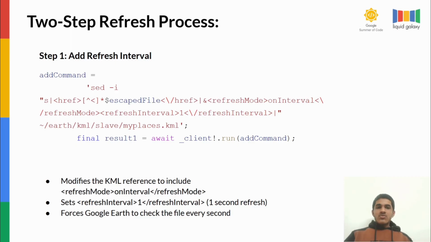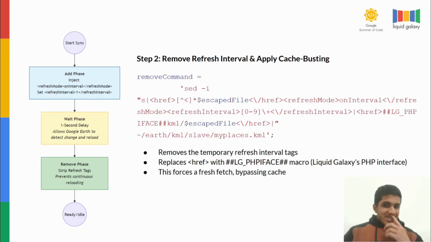Now let's move to step two and see what it does. As you can see, step two is about removing the refresh interval and applying cache busting. So this is the code for the remove command. What it basically does is remove the temporary refresh interval tags which we created in our first step. It also replaces the href container with this macro, as you can see here. And then this forces a fresh fetch, bypassing the cache. So this was all about the refresh process.